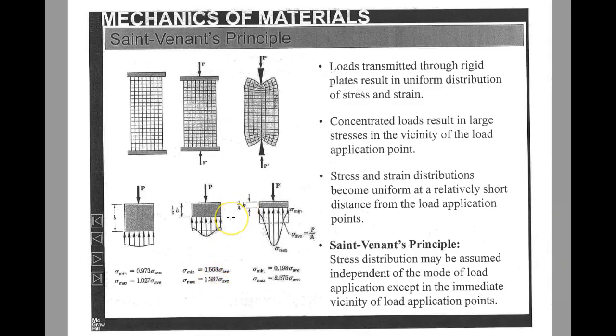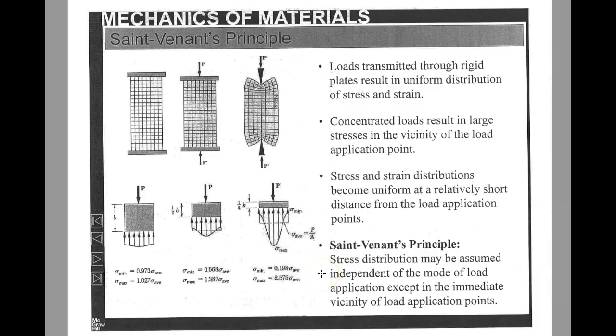And when you're only a quarter of the distance wide, if you're that close to the point of application, the minimum is only 20% of the average, and the maximum is 2.6 times as much. So what this means is, if we are looking at a point of application as far as design, we really cannot talk about P over A as being a good value for the sigma that we would design for. We would have to increase that quite a bit.